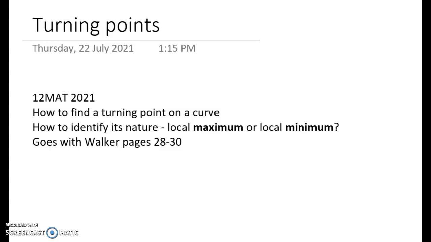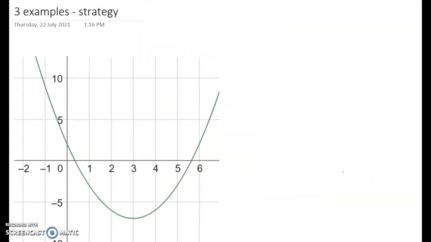So let's have a look, first of all, at the idea behind what we're about to do, and then we'll do 3 examples. So what I've got here is just some GeoGebra pictures of some parabolas and cubics, because these questions at level 2 will usually be about those 2 types of function.